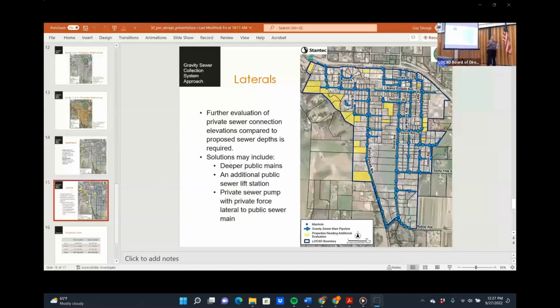What we did do, though, is highlight properties that to us stood out that may need additional information or further research. They will all need to be evaluated on an individual basis, but for these, there may be a balance between lowering a sewer or a private pump. And those are decisions that we're going to make on an individual case-by-case basis. But what we wanted to make clear was that it's not straightforward for every single property when you start with a public main in the street.